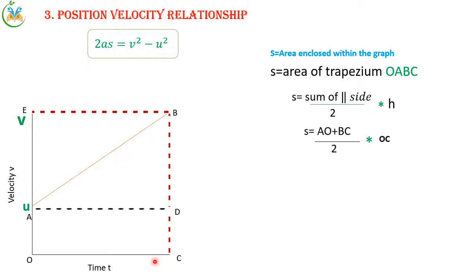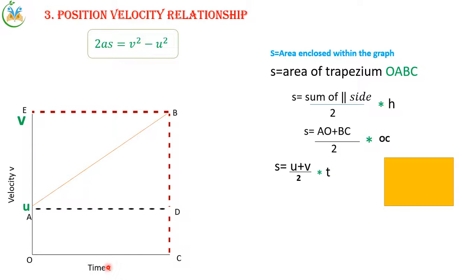Now, as we know that S equals, we will put in place of AO, where is AO? This AO is the initial velocity U. Similarly, BC is the final velocity, which is V, divided by 2 into OC. What is OC? OC is time. So U plus V divided by 2 into time.